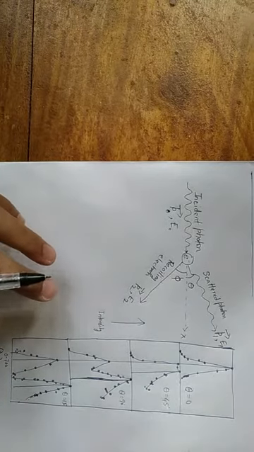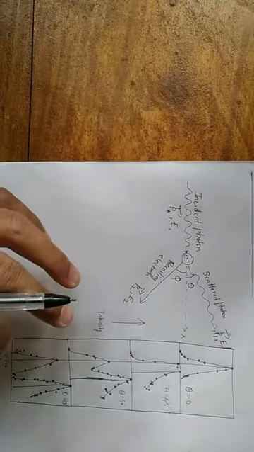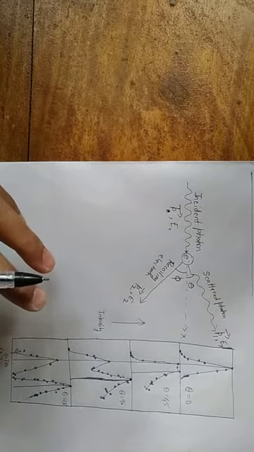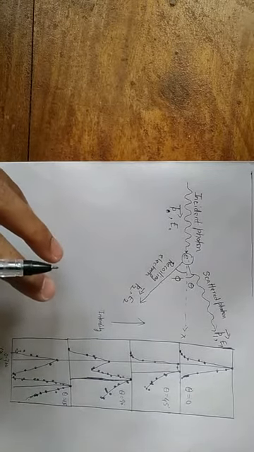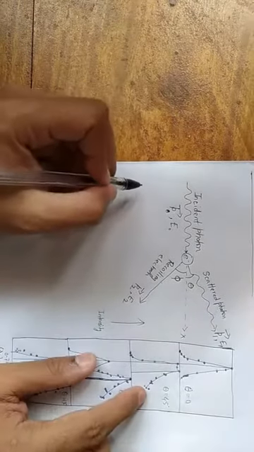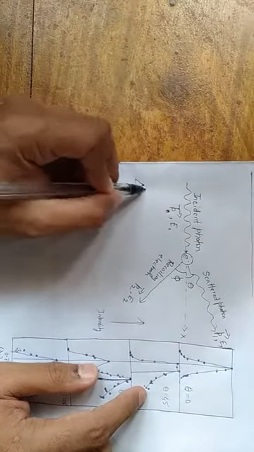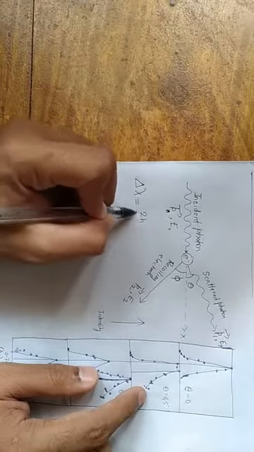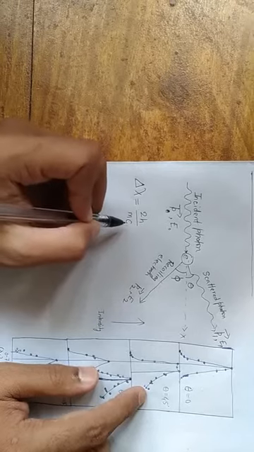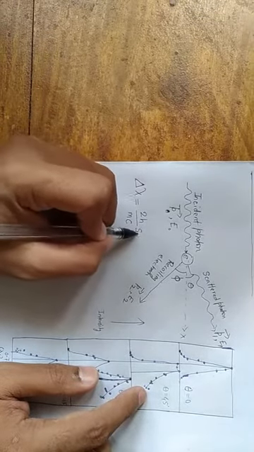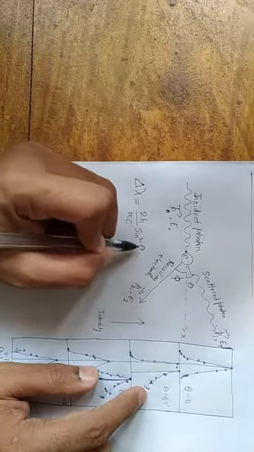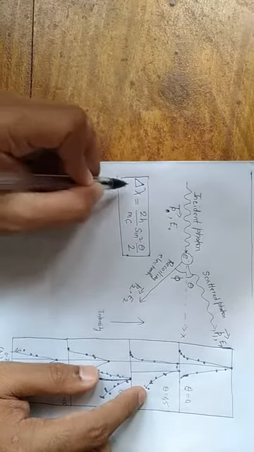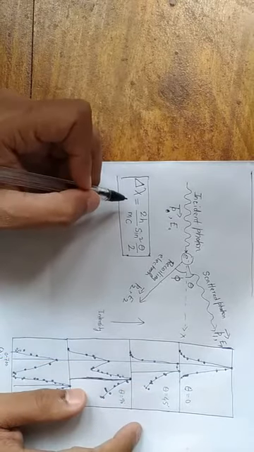Okay, so the calculation gives us the following expression for the shift in wavelength, which is given by del lambda equals 2h by mc sine square theta by 2. So this is the result which we shall describe. This del lambda is called the shift in wavelength.